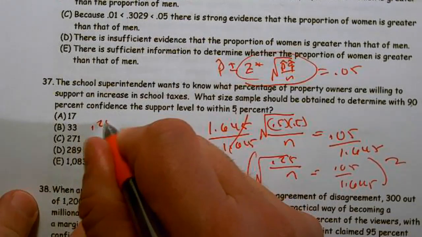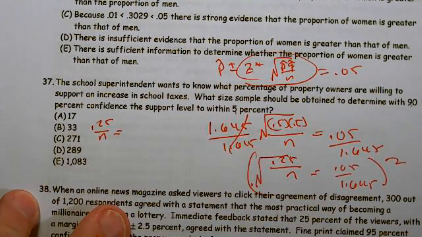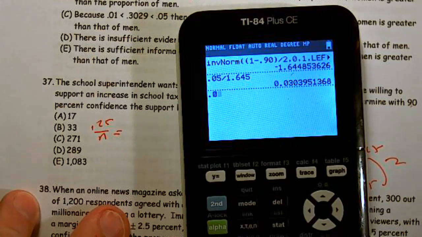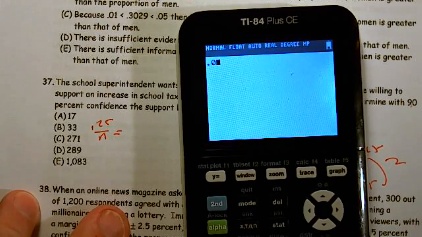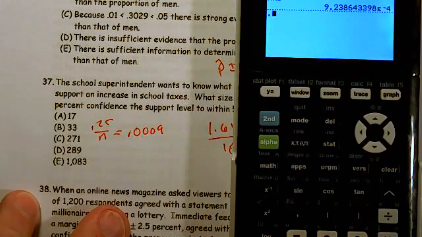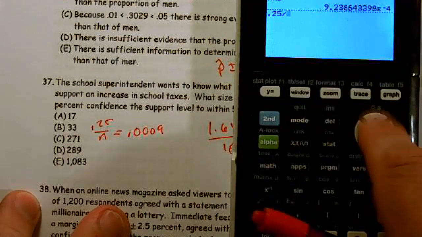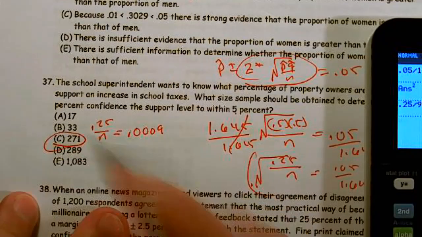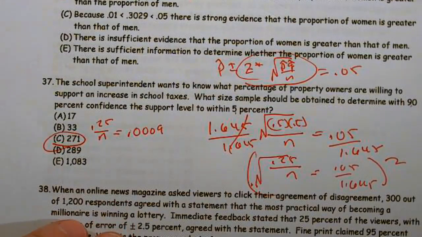I'm going to square that whole thing. This gives me 0.25 over n equals 0.05 divided by 1.645, squared. So pretty small value, 0.0009 something. And I'm going to take 0.25 and divide it by that value. And I end up getting 270.6. We're always going up to the next higher value, which in this case is 271.